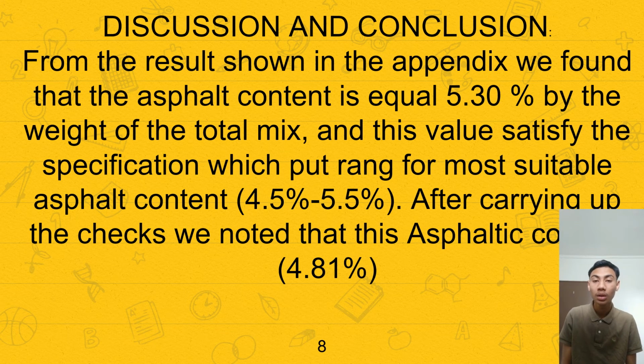Today I would like to present the discussion and conclusion for the Marshall test. From the results shown in the appendix, we found that the asphalt content is equal to 5.30% by the weight of the total mix, and this value satisfies the specification which puts the range for the most suitable asphalt content at 4.5% to 5.5%. After carrying out the checks, we note that this asphalt content is 4.81%.